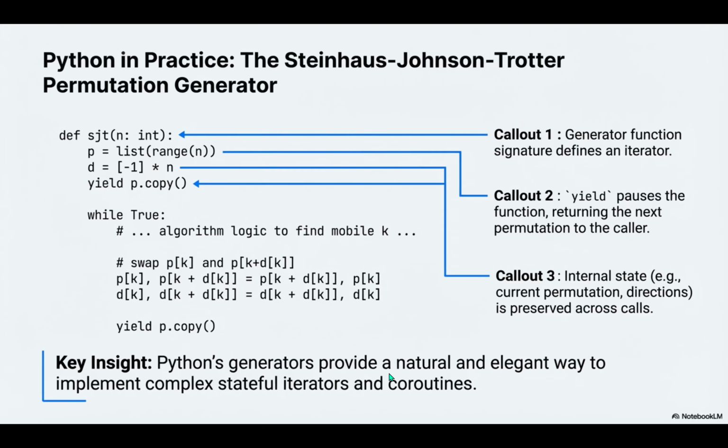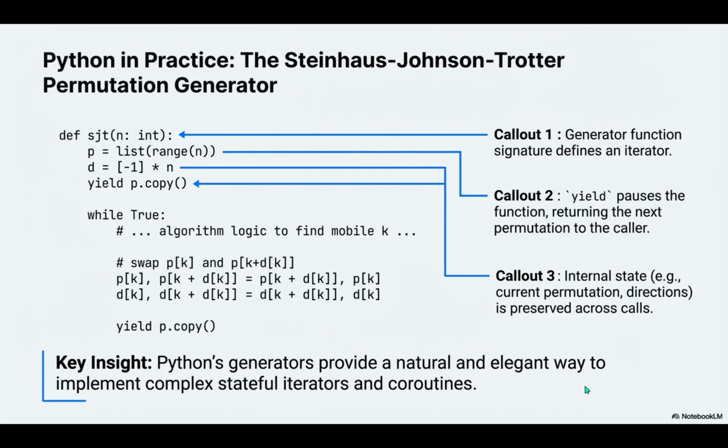But with a Python generator using yield, the function just calculates and yields the next permutation, and then it goes to sleep. All those internal variables, the array, the directions, are just kept alive inside the coroutine state automatically. It just works. It makes a really complex stateful iteration look trivial. It's all about developer velocity and making complex state management feel simple.